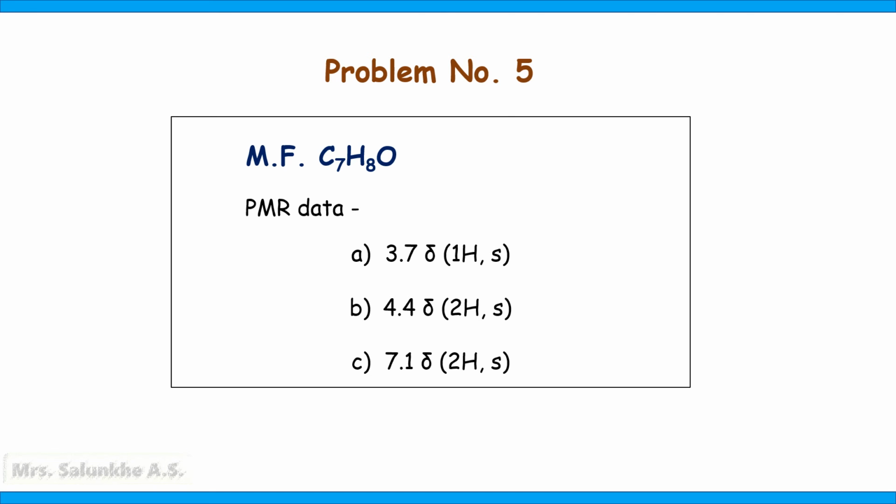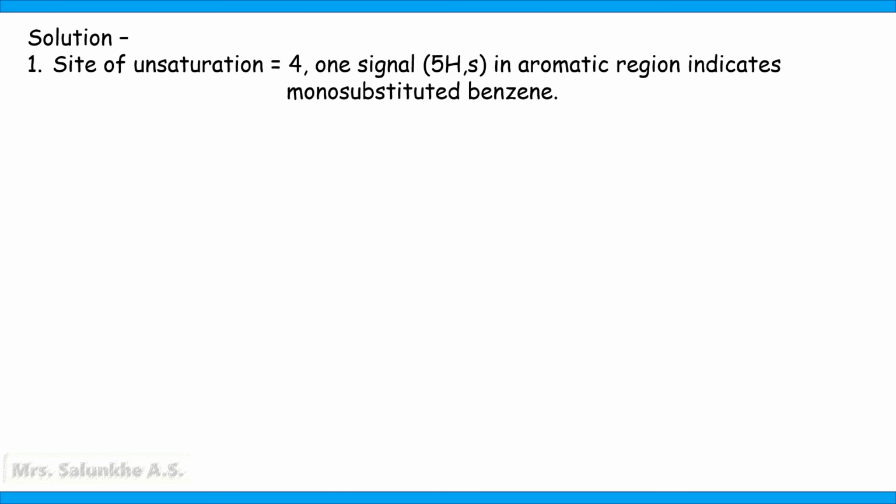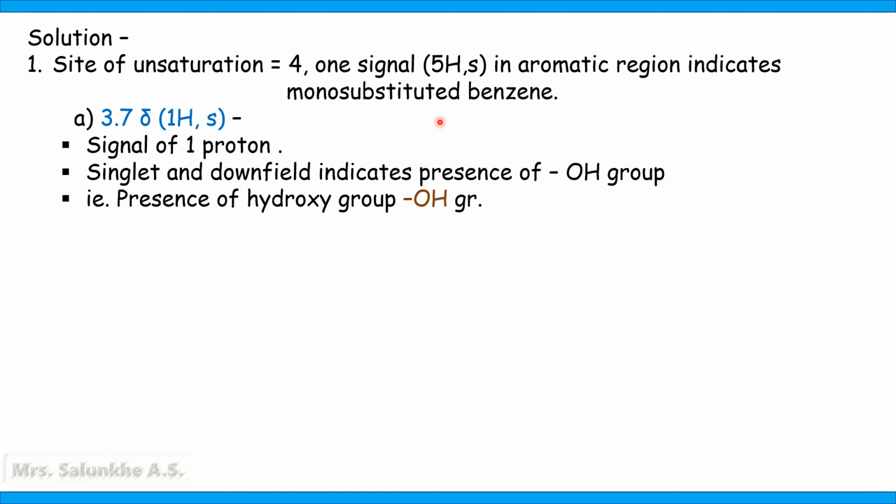Then next example, problem number 5. Molecular formula C7H8O, and the spectral data is given as follows. The site of unsaturation for this compound is 4. One signal, 5H singlet in the aromatic region, indicates the presence of monosubstituted benzene.